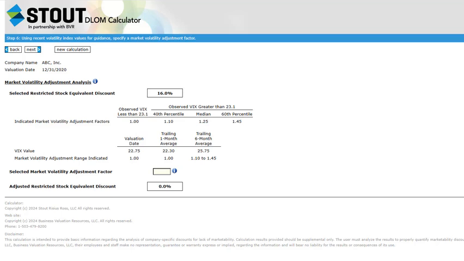However, Stout's analysis of the data indicates that the restricted stock equivalent discount tends to underestimate the actual transaction discounts during periods of high volatility, which is when VIX is greater than 23.1. Therefore, when the VIX is greater than 23.1, a multiplicative factor range between 1.1 times and 1.45 times is appropriate to apply to the restricted stock equivalent discount to determine the adjusted restricted stock equivalent discount. Primary consideration should be given to the trailing 6-month average VIX indication. However, near-term trends in the VIX may also be considered and given weight. After you have entered your adjustment factor, you may click Next to advance.